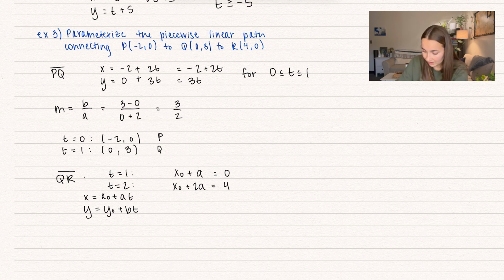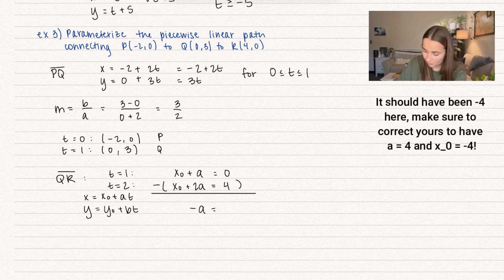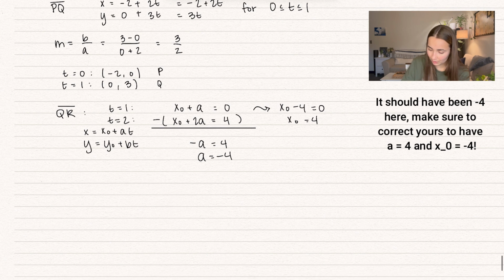So let's go ahead and subtract this equation, right? We'll subtract it from the top equation. So x naught minus x naught is equal to 0. So we get negative a is equal to 4, or a is equal to negative 4. So we found our a value. We also want to find our x naught. So let's just plug that in here. X naught minus 4 is equal to 0. So x naught is equal to 4. Now we just found our x value. So x is equal to my x naught, that's 4, minus 4t.